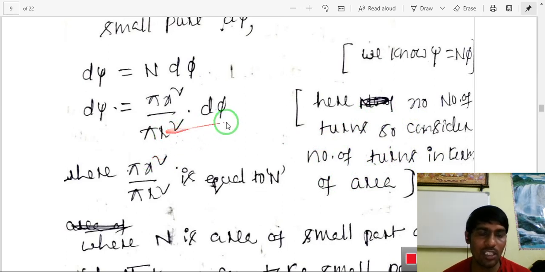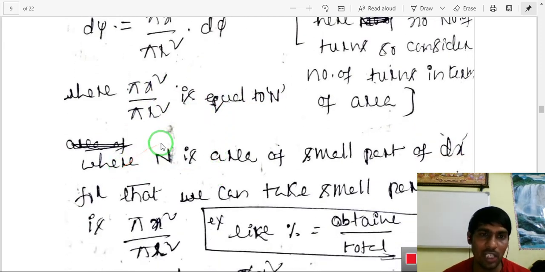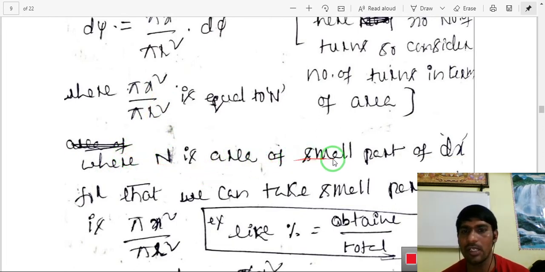For that we can choose the basic formula. Total area is πr², total radius is r, and for the small area, it is x. So for that we can find the N value. πx² by πr² is equal to N. This is a ratio formula, like a percentage equation. How am I getting this equation? N is the area of the small part of dx.